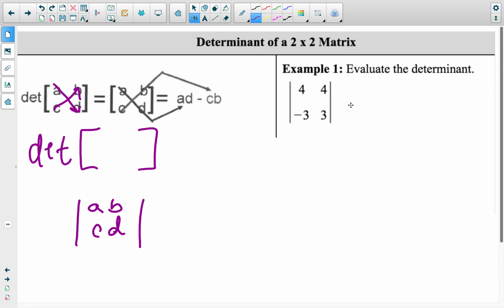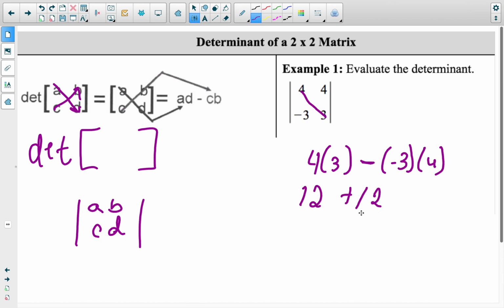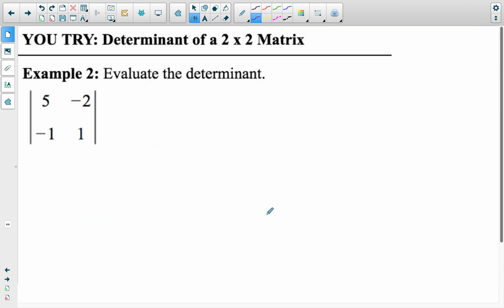All right. So we're going to take 4 times 3 minus, and then we're going to take negative 3 times 4. Minus negative 3 times 4 is 12 plus 12. All right, and that will give us 24. That's all. I'm just looking for a number here, okay? Pause the video, give these a try.